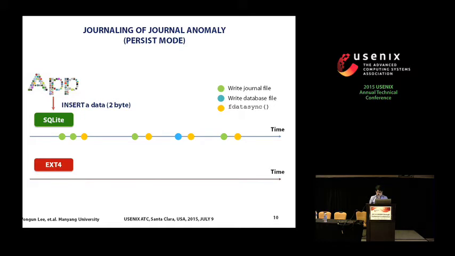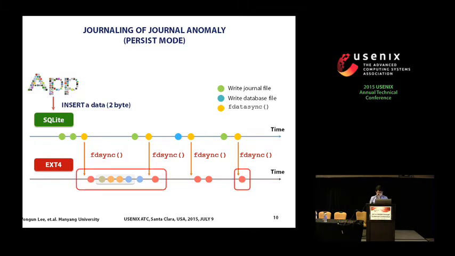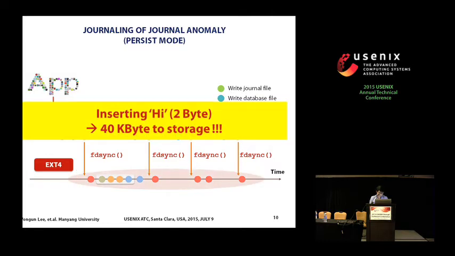Here we show what happens when SQLite and the ext4 file system work together. When SQLite calls fdatasync, ext4 writes the corresponding data and journal to storage. For each fdatasync call, ext4 writes a huge amount to the file system journal area for the SQLite journal file. In the beginning, we start with 2 bytes, but in the end, 40 kilobytes is written to the storage.